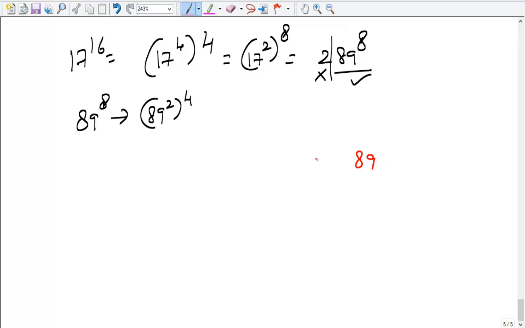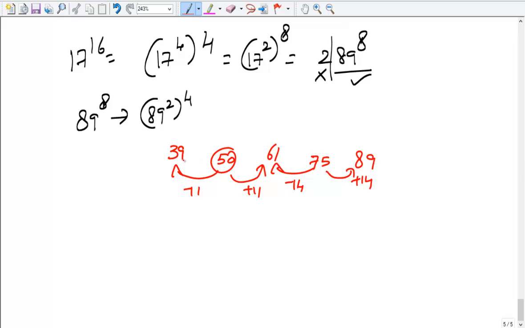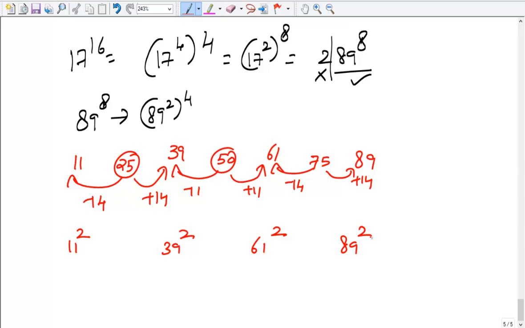For 89 square we can take a deviation from 75. That's going to be plus 14. Now we can focus on minus 14, which is 61. If you know 61 square, you can apply that. If you don't know, then take a deviation from 50. That's going to be plus 11. Now take minus 11, that's going to be 39. If you know 39 square, that's okay. If you don't, then take the deviation from 25. That's going to be plus 14. Now take minus 14, that's going to be 11. So 11 square, 39 square, 61 square, 89 square, they all end with the same last two digits.